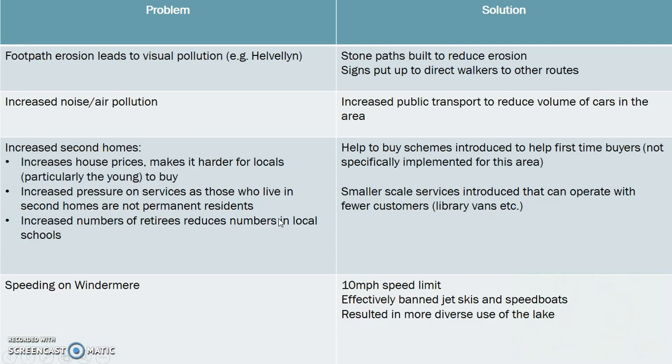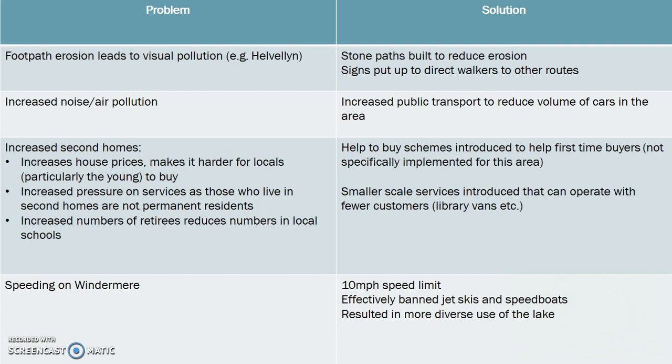Now, this is the last bit of this, and I'm going to go through it reasonably quickly because I've got about a minute left. Footpath erosion leading to visual pollution. You put stone paths in, you improve the paths, and you try and encourage people to use different areas. Noise and air pollution, again, public transport, get more people off the roads.